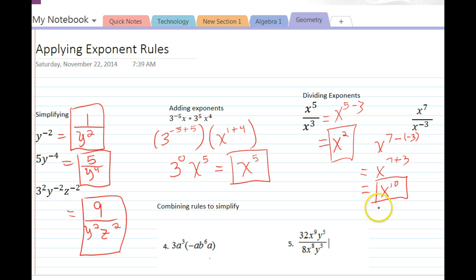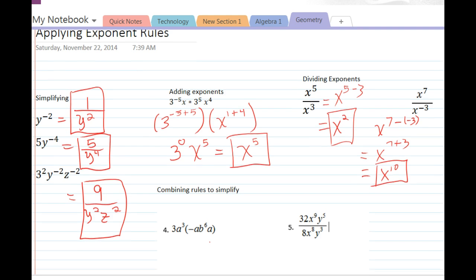Okay. Alright, so let's continue moving on. Now I'm going to use combining different, applying some of the rules from the exponents, right? And this is called combining rules to simplify. In this case, it looks like it's multiplication. The second problem is going to be division. So again, I'm going to do it just like I did the adding the exponents. I'm going to separate the numbers. 3 has a negative, and there's nothing next to it, right? So it's going to be negative 1. So let me write that like that.